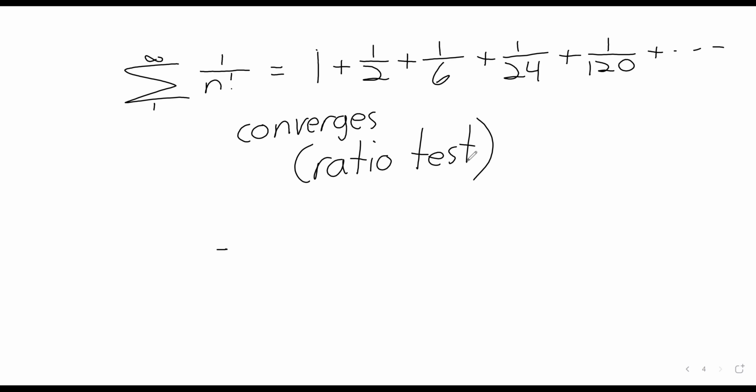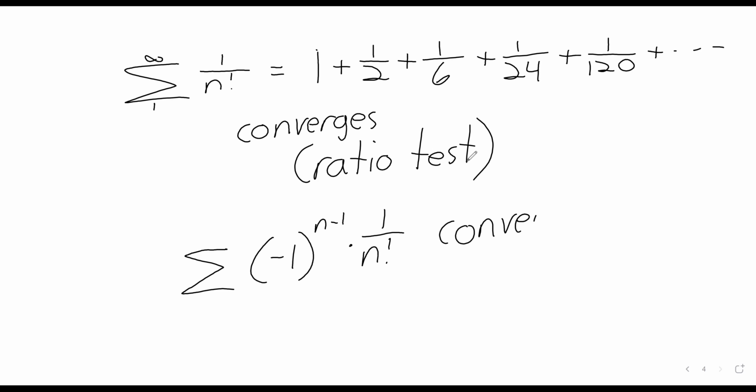So this series, (-1)^(n-1) times 1 over n factorial, converges. And what's the logic here? I mean, you can use the alternating series test. Let's go ahead and use the alternating series test. As a matter of fact, we just introduced it, so it won't hurt us any to do another example.